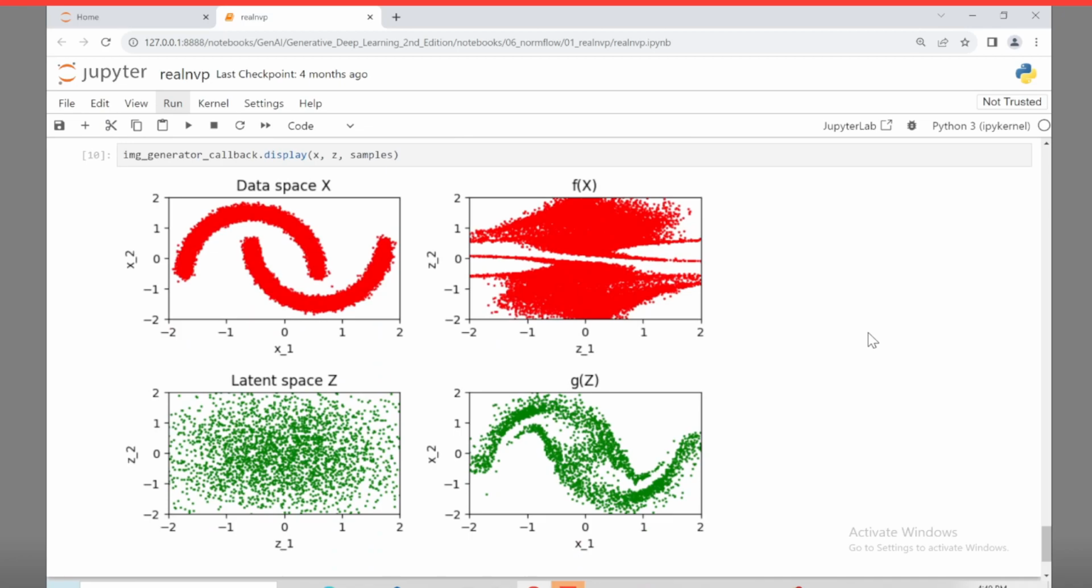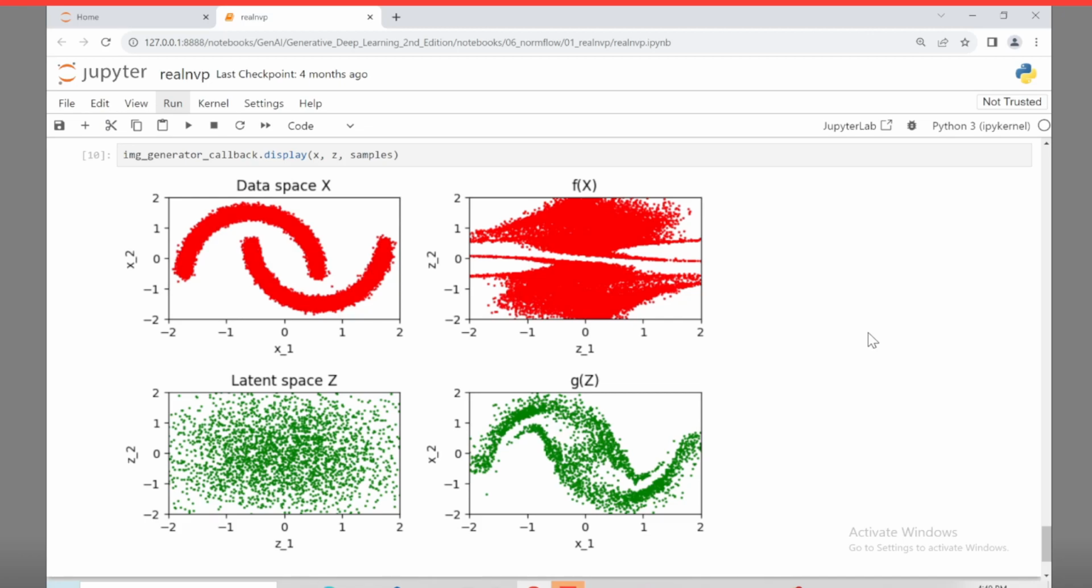So the forward mapping from the data space looks like something that is Gaussian-ish. I mean, it's not perfect, right? But it looks kind of like a blob. And then if I think about taking the Gaussian random variables, which are the green dots, and pushing them into the X world, I get these half-moon things that are pretty close to my original distribution, right? That's kind of the idea.